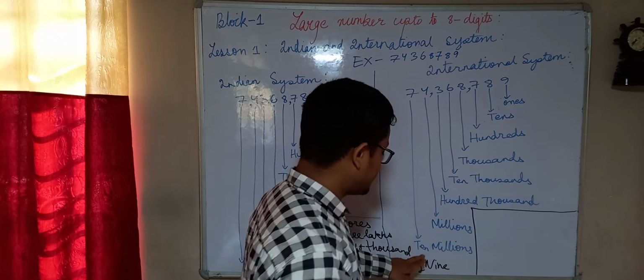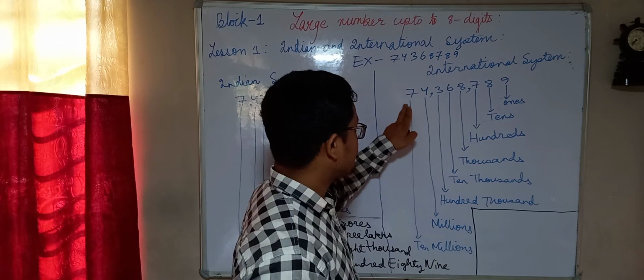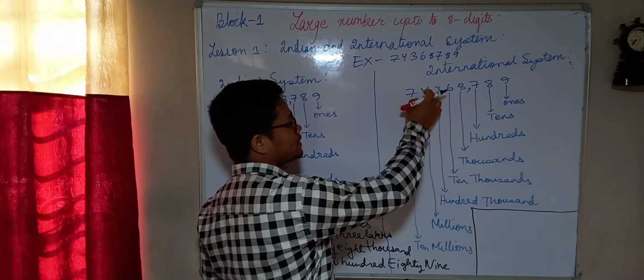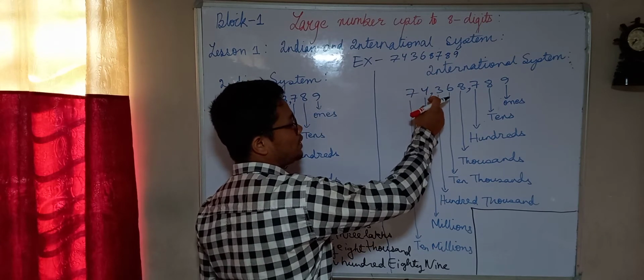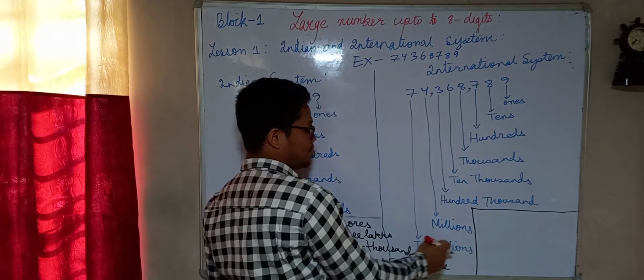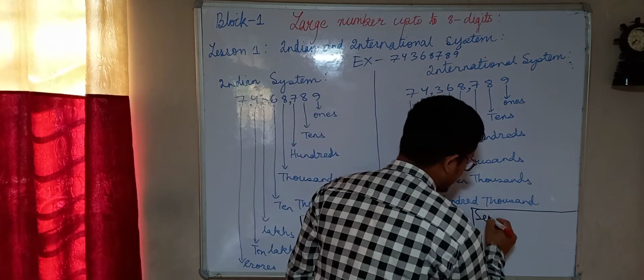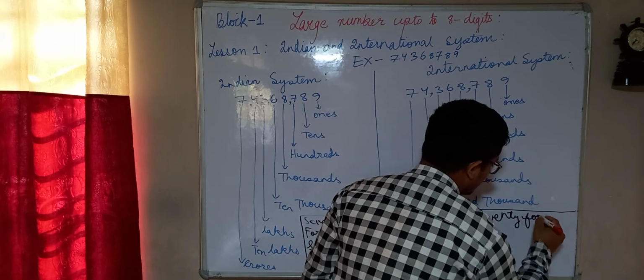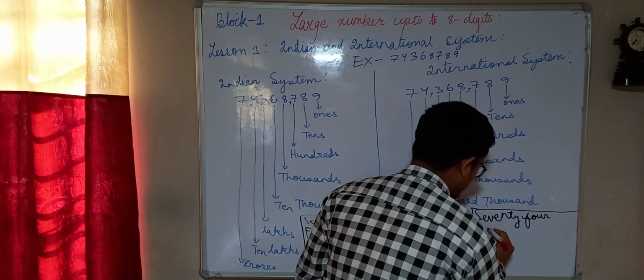See here, this is 10 million. We will call this together, and since this number is separated by a comma, you have to call this together only. So you will say this 74 million.